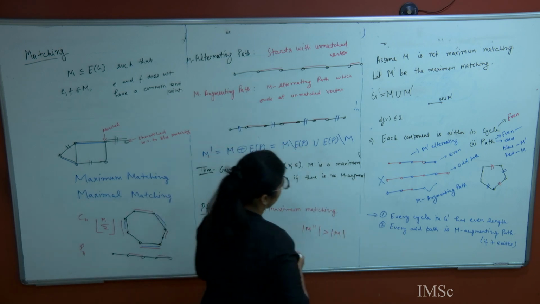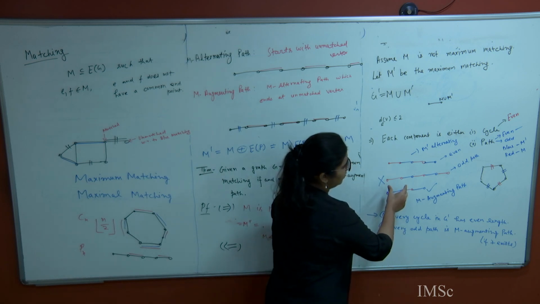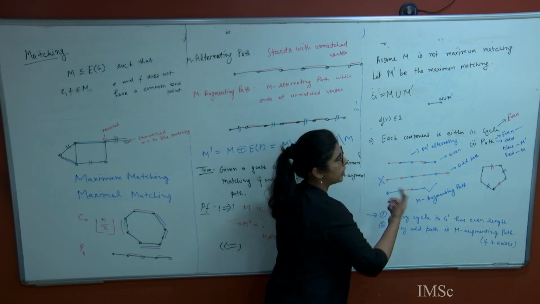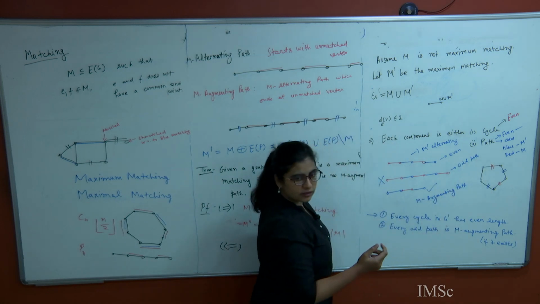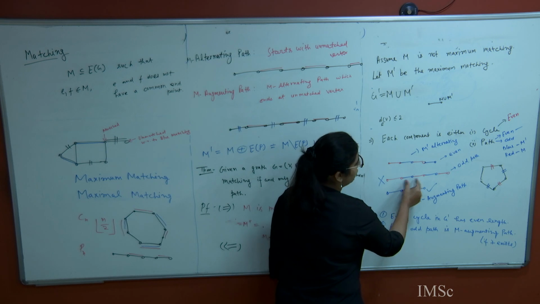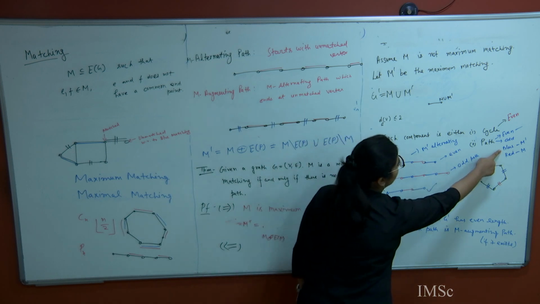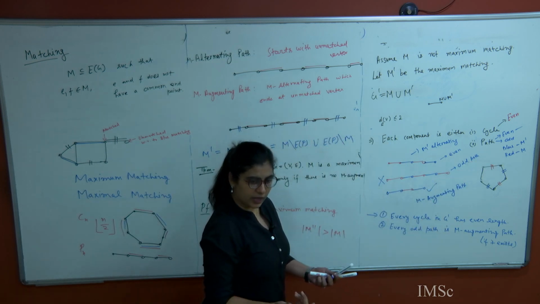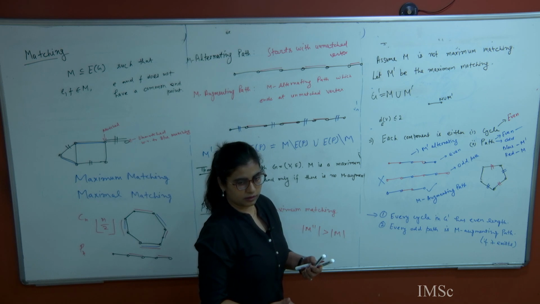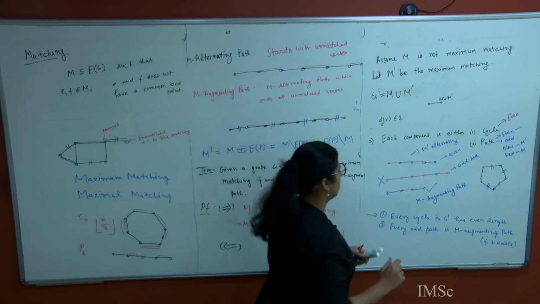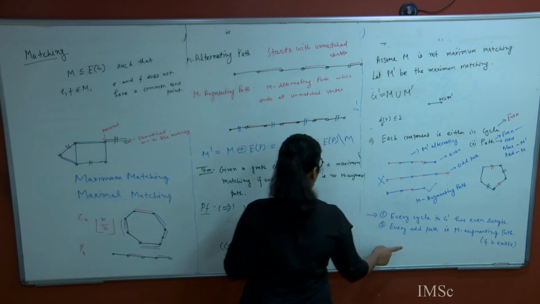Suppose it's not M augmenting, it's M prime augmenting, because M prime contains your blue edges. So for the blue matching it is augmenting, right? But the blue matching is a maximum matching, so it has maximum size. There cannot be any M prime augmenting path there, because it has maximum size. So this cannot be there, and we only have to talk about the existence of the M augmenting path.